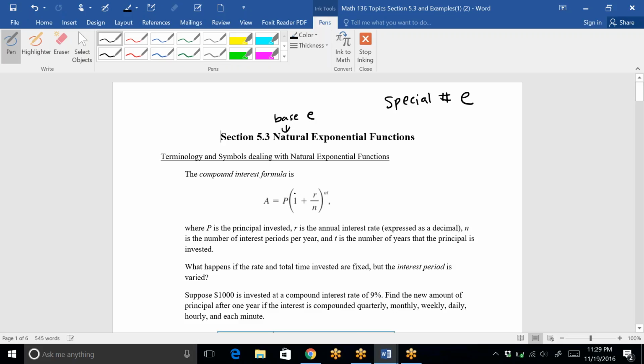So we have this formula, remember from last time. This was A equals P parentheses 1 plus r over n to the nt, and we said P was principal, r was your annual interest rate as a decimal, n was the number of compoundings, and t was the number of years.